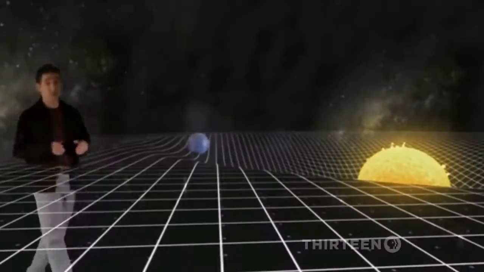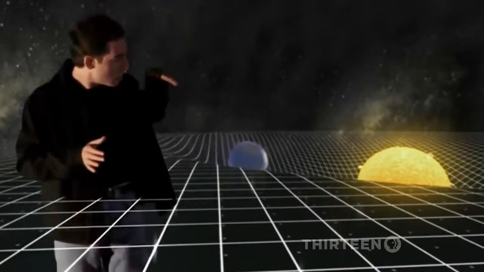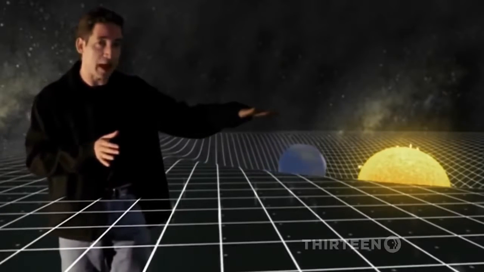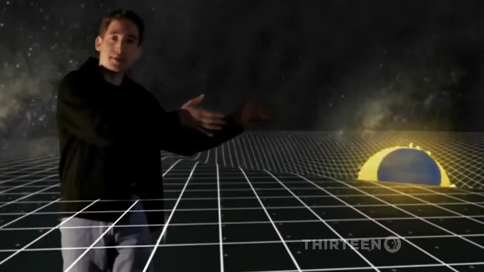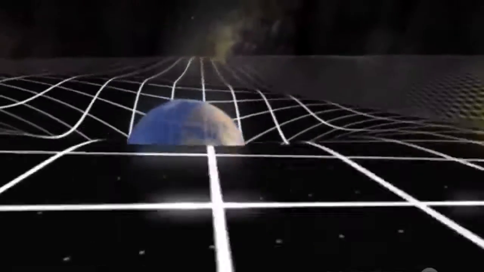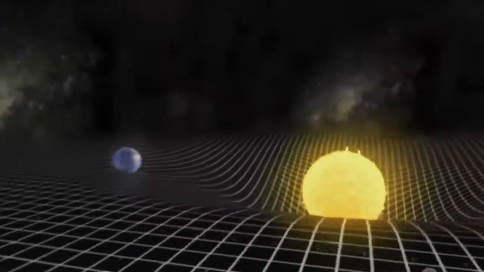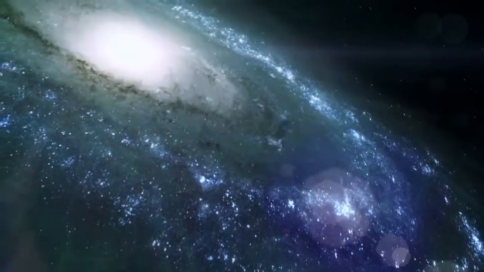A planet like the Earth is kept in orbit because it follows curves in the spatial fabric caused by the sun's presence. Space and time are bent by stars and planets. As things move through this curved space, they bend. Now all of this is illustration of the fact that time and space are linked together.